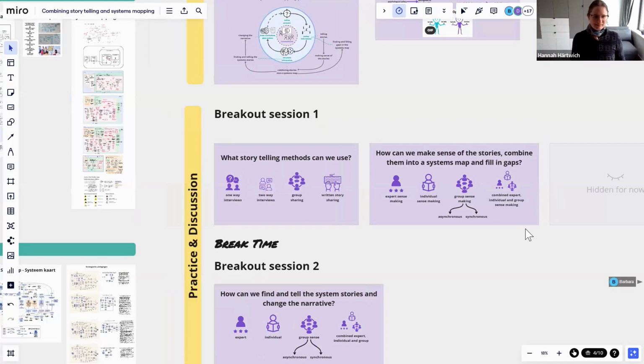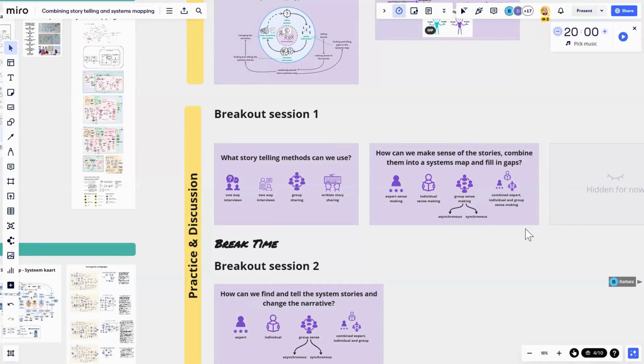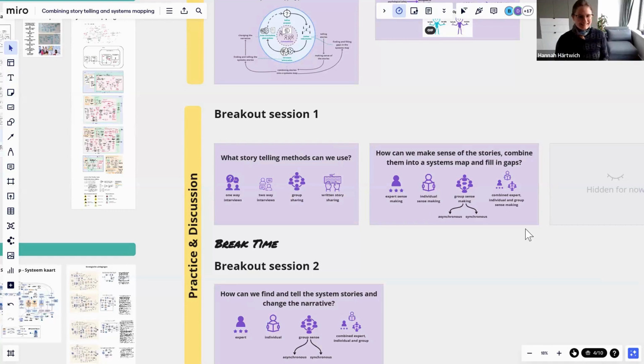Eric? Yeah, my question super relates to that. It's basically just if in this workshop we're also going to translate the systems map that we just made into a new story. That's basically everything I want to ask. That is indeed the next exercise, yes. So we will see how far you can come with that in the time we have today.